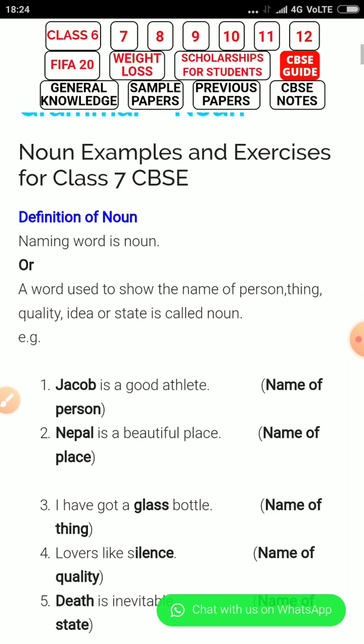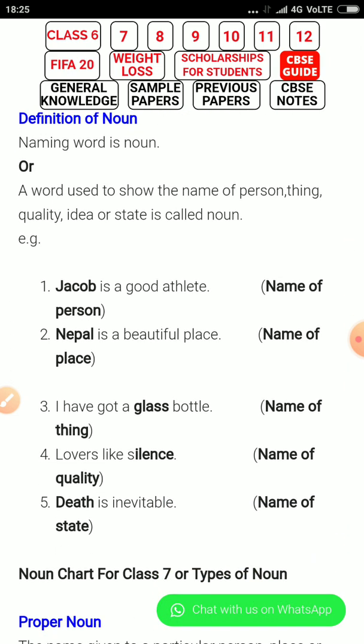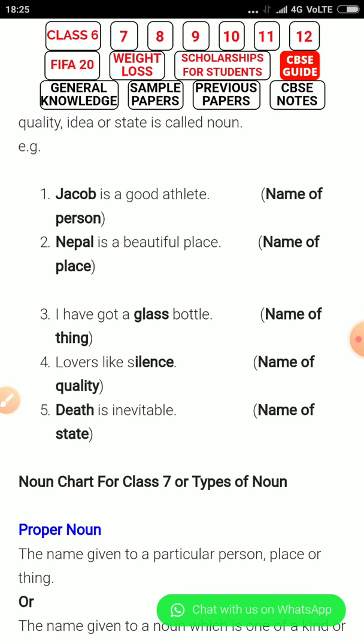See here, Jacob is a good athlete. So what is Jacob? Jacob is a proper noun. Nepal is a beautiful place. So Nepal is a proper noun. I have got a glass bottle. That means the name of a thing. Glass is the name of the thing.